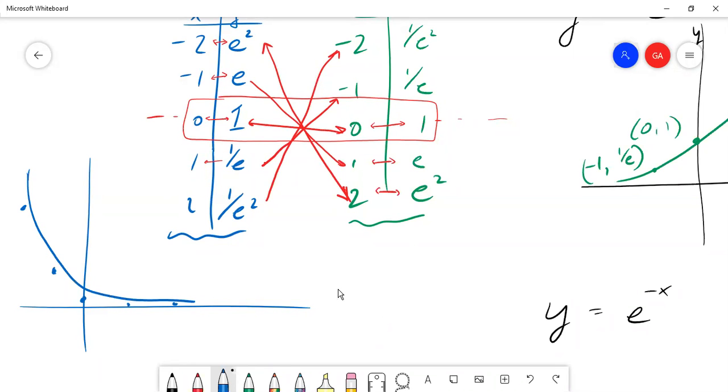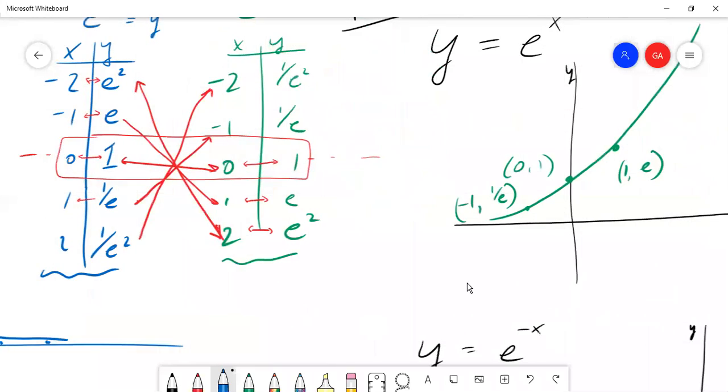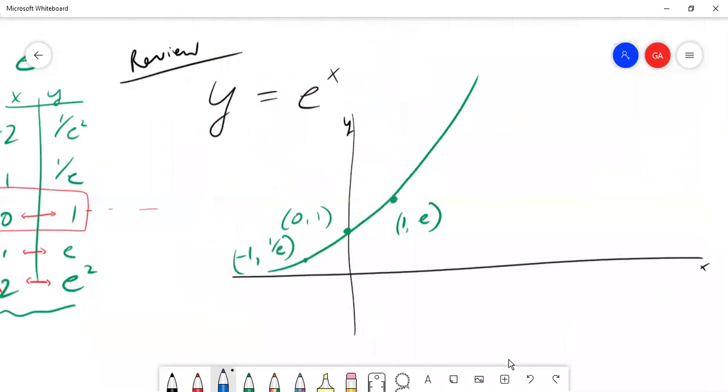Okay, so now I'm going to ask you to compare this graph. I'll just replot, I'll sketch e to the -x in blue here. You can see that it's the same thing as e to the positive x, but everything is reflected across this line. And the only point that they share is this point right there.